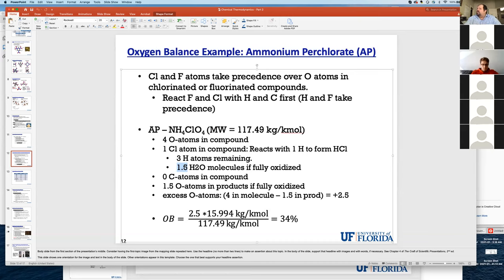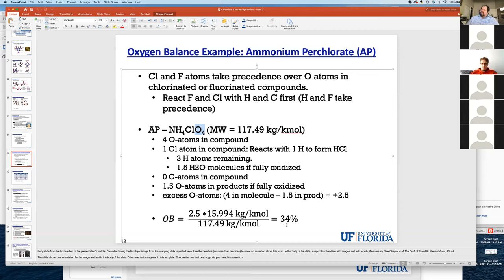So we just count up the number of oxygen atoms in the products, and we only have these 1.5 H2O molecules. And so there are just 1.5 oxygen atoms in the products if it's fully oxidized. And so here the excess oxygen atoms are 4, for the number that are in the compound, minus the 1.5 that are bound into the water vapor. So the excess atoms are plus 2.5. And then we go and stuff that into the definition of the oxygen balance and we get plus 34%.